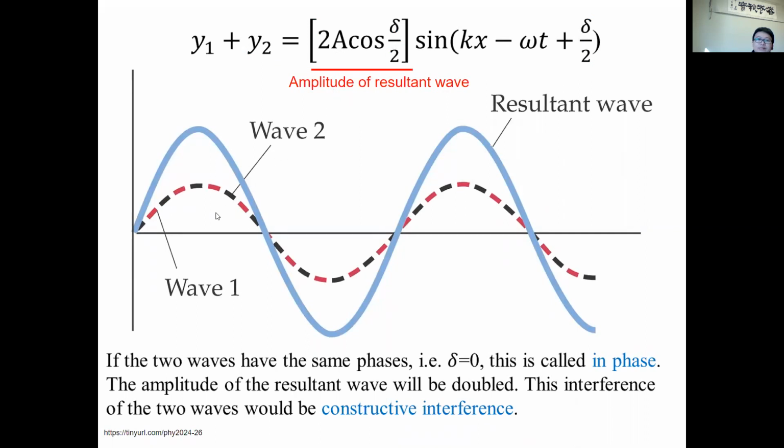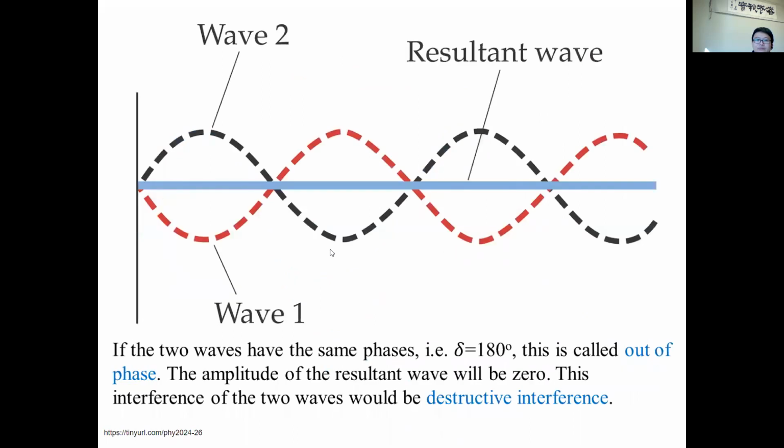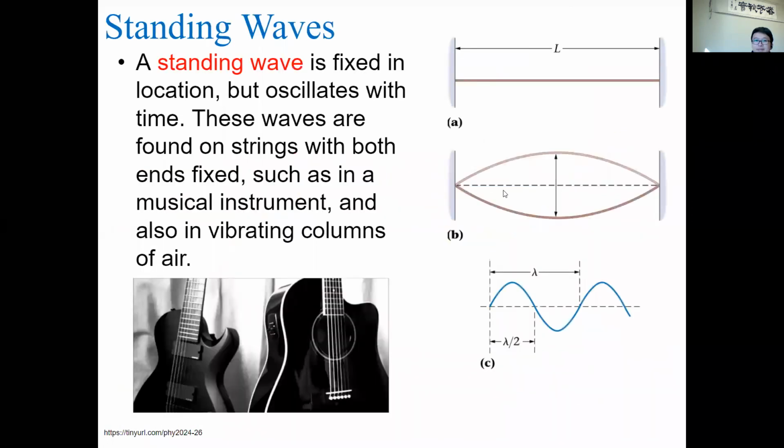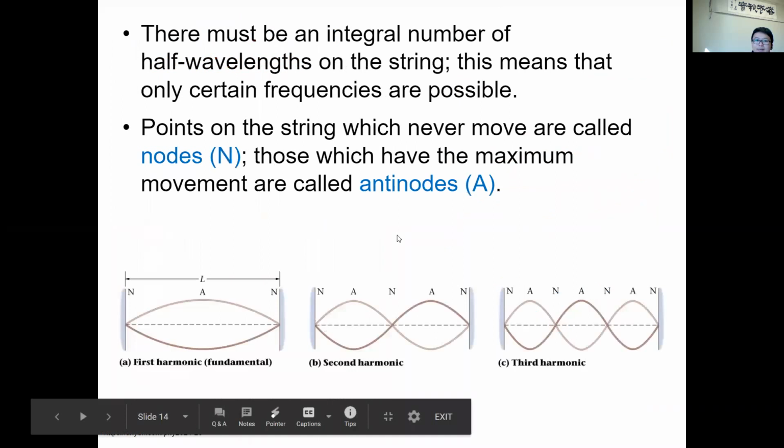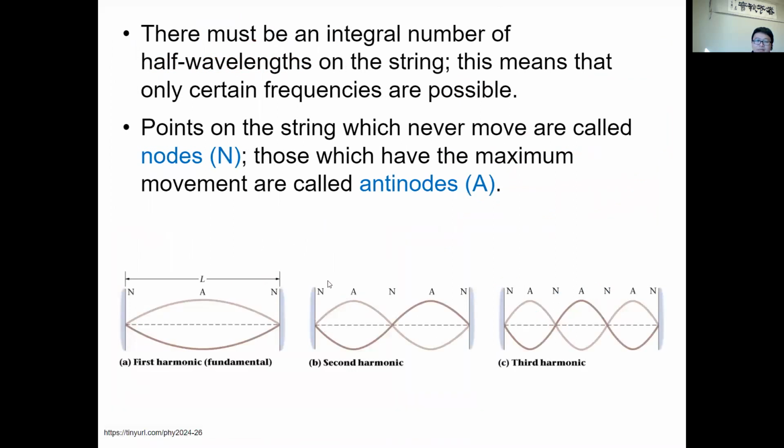If delta equals 0, then the two waves add up constructively. If delta is equal to pi, or 180 degrees, then they cancel out, and the interference is destructive interference. We also talked about standing waves, which is when a wave is confined on a string. In that case, you can have different configurations for the waves.